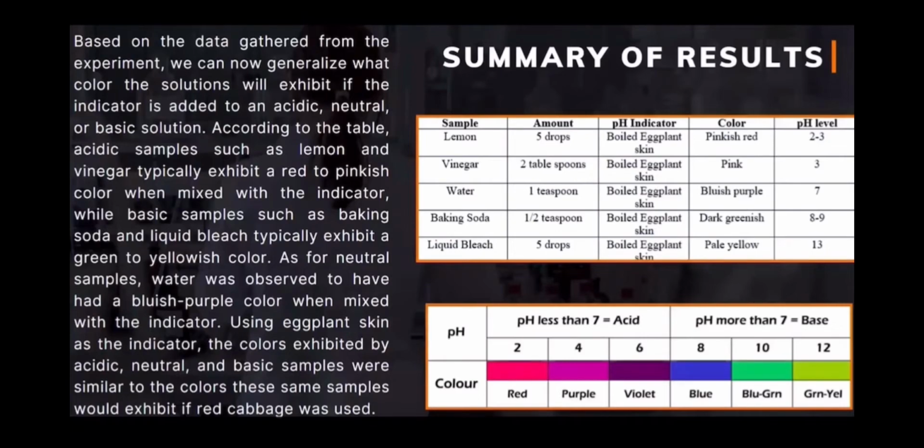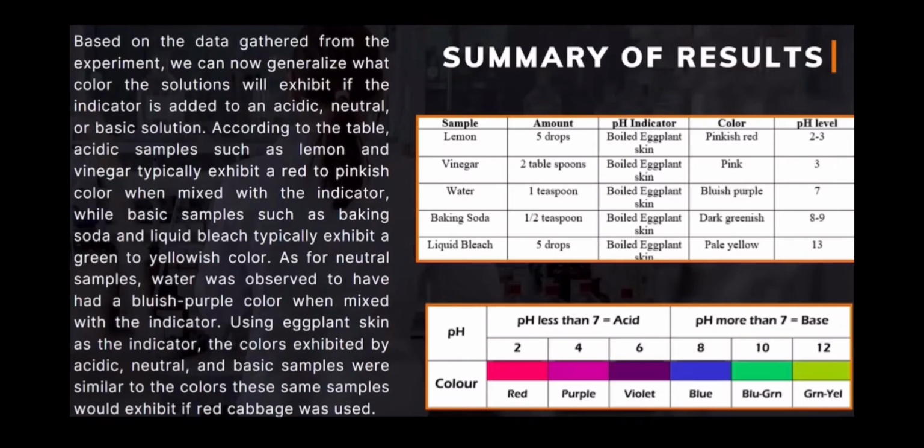Lemon, which according to our research is the most acidic sample with a pH ranging from 2 to 3, exhibited a pinkish red color when the indicator was added. Vinegar, which is typically mildly acidic with a pH of 3 to 4, exhibited a pale pink color. Water, on the other hand, is a generally neutral solution with a pH of 7 and exhibited a bluish purple color.